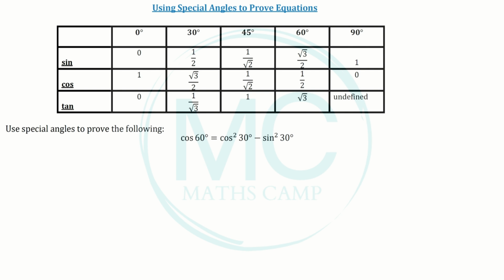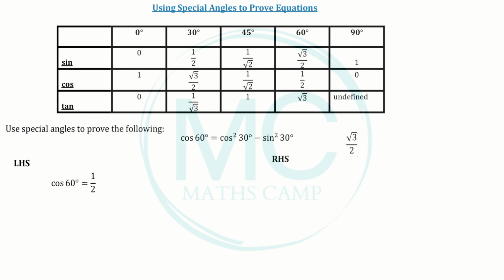Cos 60 degrees is equal to cos squared 30 degrees minus sine squared 30 degrees. Let's start with the left-hand side. From our table, we can see cos 60 degrees is equal to 1 over 2. So we can say cos 60 degrees is equal to 1 over 2. We have now simplified the left-hand side. Now let's look at the right-hand side. Let's start by finding the value of cos 30 degrees, which we can see is root 3 over 2.